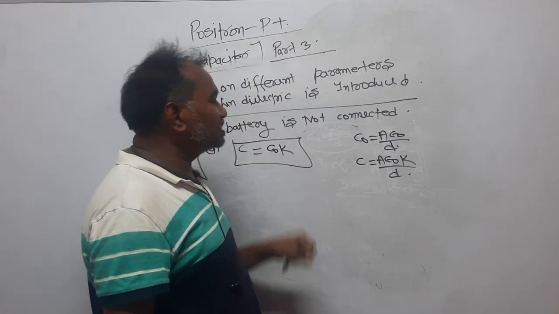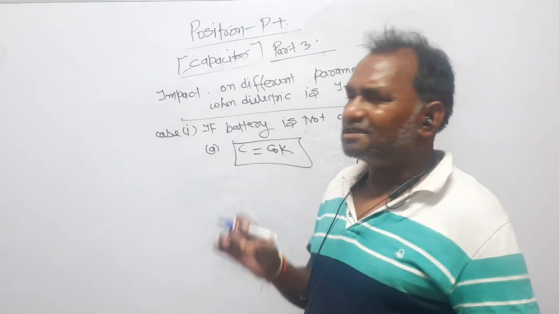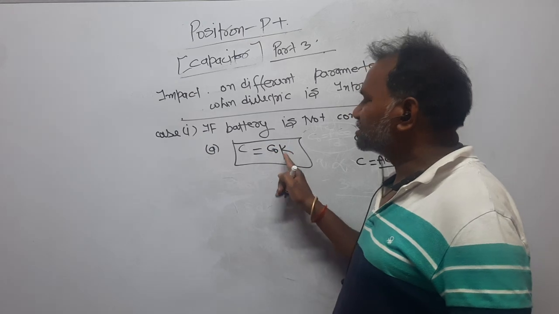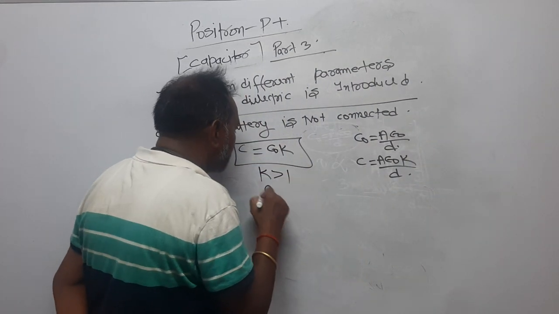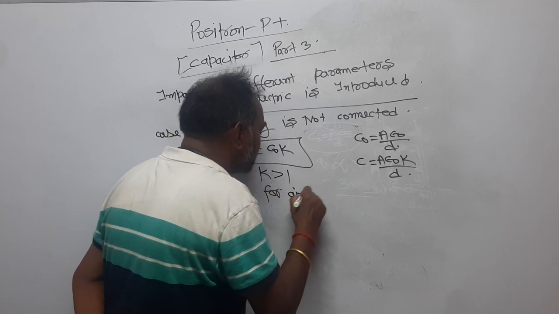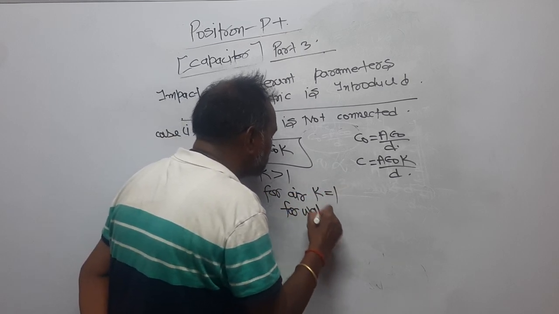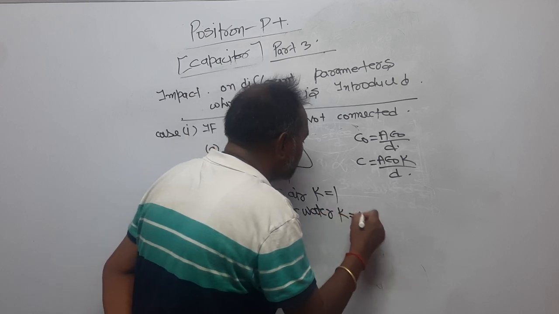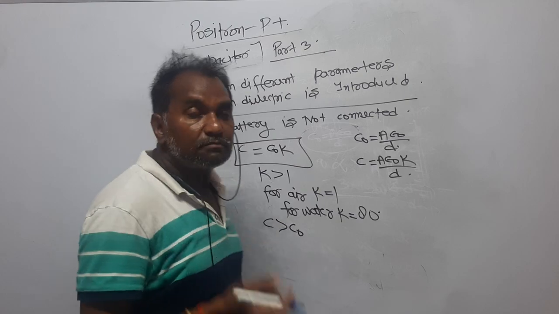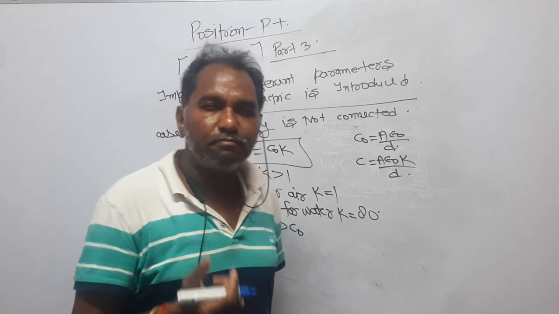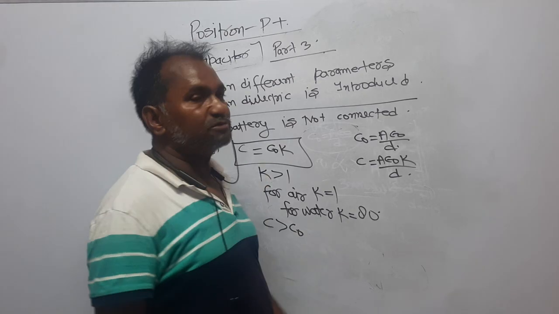Now C is equal to C naught K, means if a dielectric is introduced, the capacitance becomes K times, and K is always greater than 1. For air, K is equal to 1, whereas for water, its maximum value is K equal to 80. It means C is greater than C naught. It means by introducing the dielectric between the plates of the capacitor, the capacitance increases K times, right?